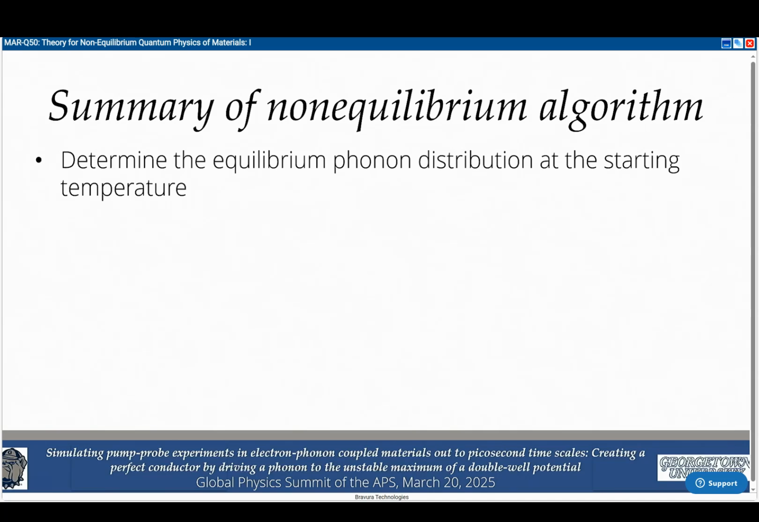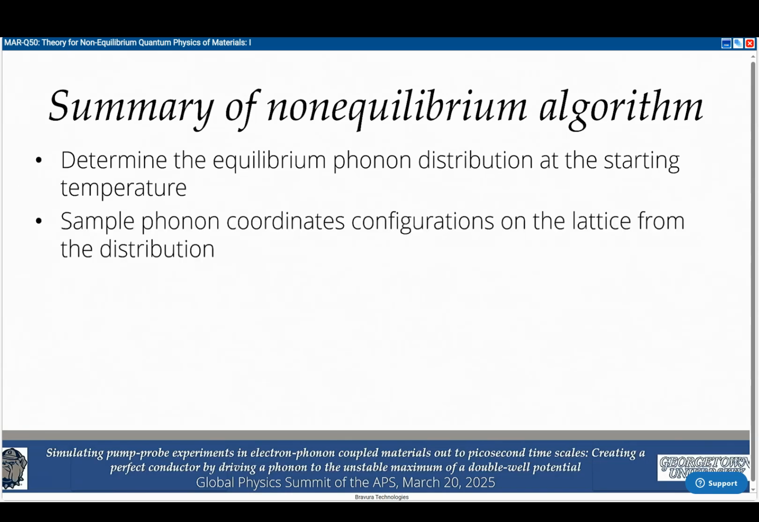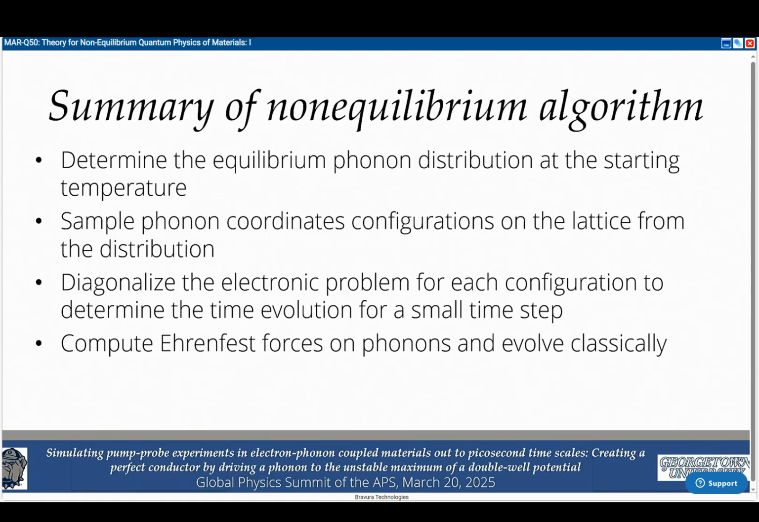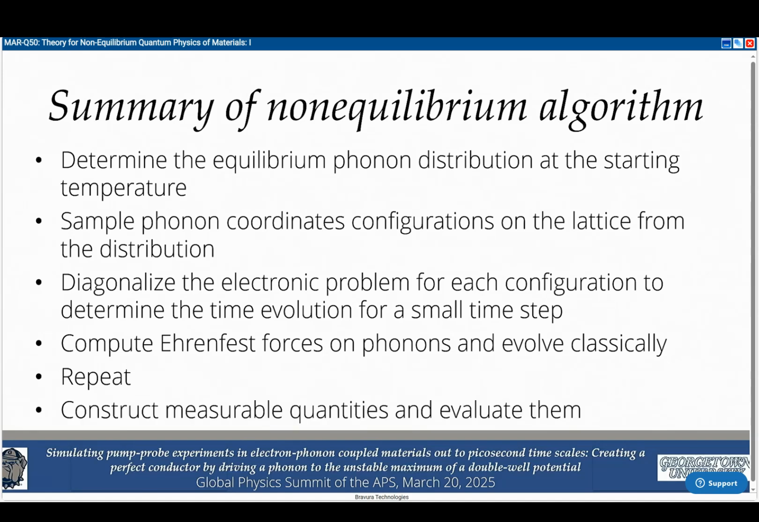So how do we run this algorithm? Well, the first thing we do is we start from the equilibrium phonon distribution at the initial temperature. We then sample the phonon configurations on the lattice using that distribution. We're going to be using, in the language of the first talk that we had today, multiple Ehrenfest trajectories that we'll be averaging over as opposed to a single Ehrenfest trajectory. We'll diagonalize the electron problem for each of those configurations to determine the time evolution for each step. We then compute the Ehrenfest forces and then evolve the phonons. And then we repeat this. And we also then construct the measurable quantities and evaluate them.